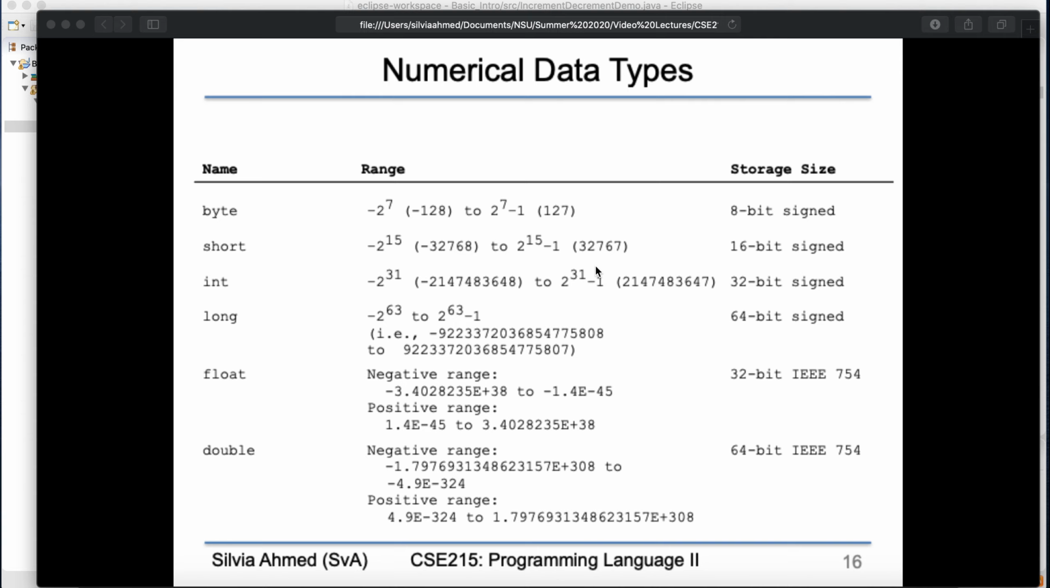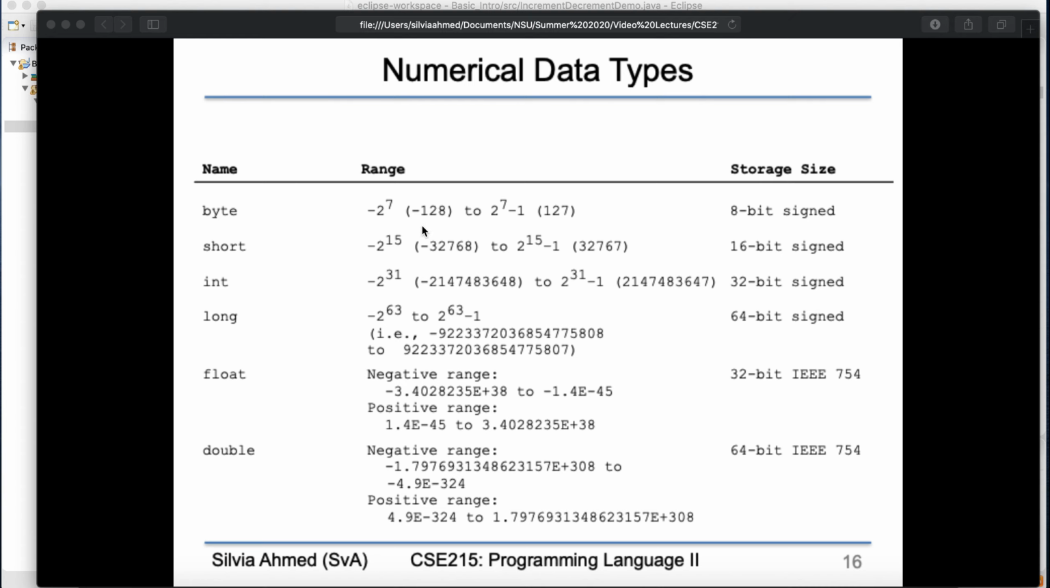The numerical data types in Java have a fixed range, that means a fixed length. In C, it actually depends on the system you are using. But in Java, everything is fixed. What does it mean? A byte type means it's 8-bit signed. That means 1 bit is used for the sign bit and the remaining 7 bits are for the range.